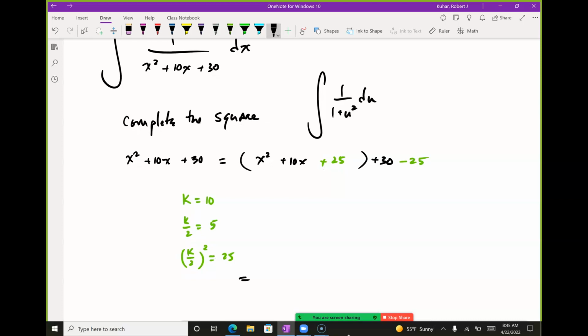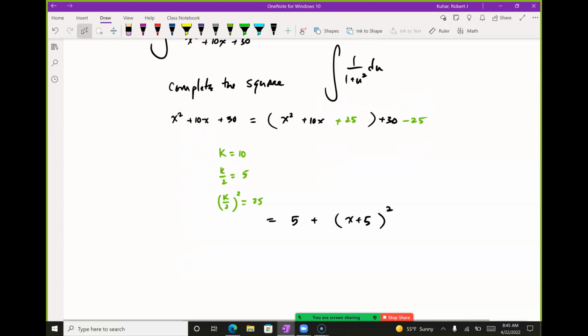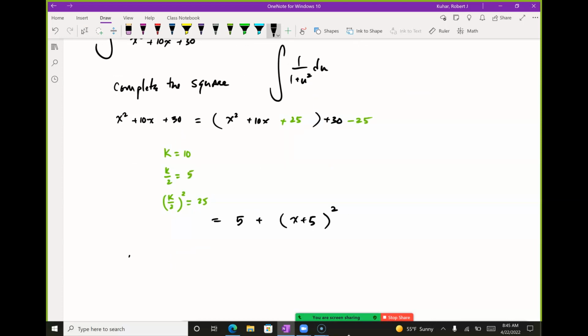So now I have, in parentheses, a square. We did it on purpose. We have a square. So I have now 5 plus the square of x plus 5 quantity squared, right? 30 minus 25 is the 5, right? And then the x squared plus 10x plus 25 is x plus half of k quantity squared. Every time. Every single time. So I'm looking a little bit better for my integral now, right? Yes? You with me?